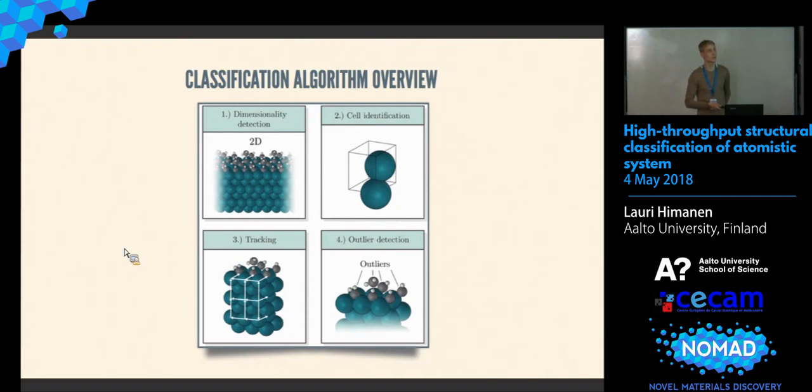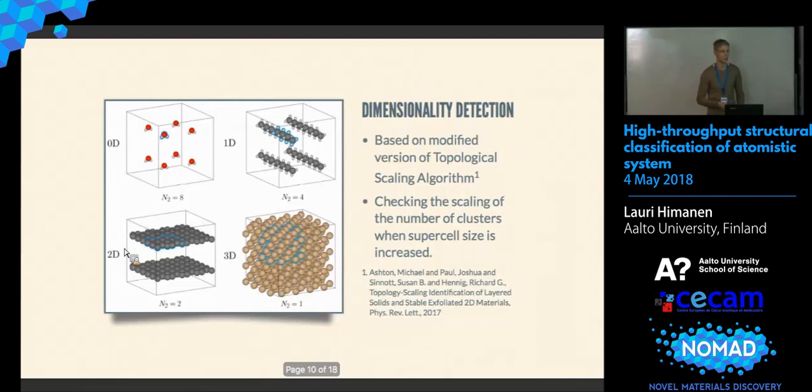So these are our classification goals, and I'm going to go a bit deeper into the actual algorithm that we use to do this. So these are the four main steps. First, the dimensionality detection, so determining is it a 2D structure or not. Then we go on to identifying the cell, which now quite accurately describes the underlying block structure. We go on to tracking, which I'll discuss a bit later, more in depth, and we also have the outlier detection to detect, for example, adsorbents. And now I'm going to discuss all of these four steps in a bit more detail.